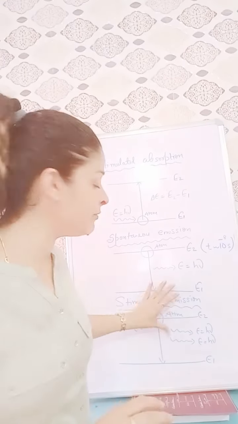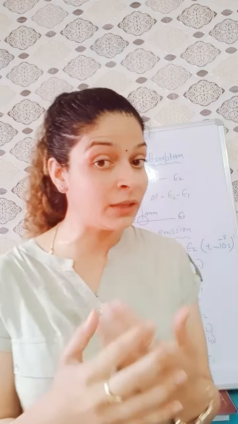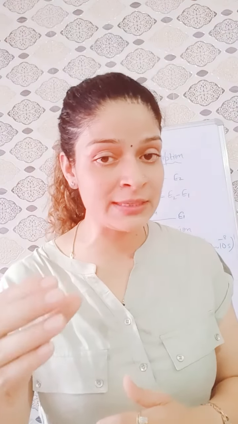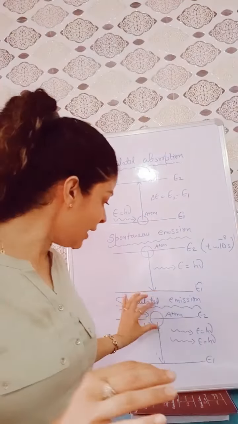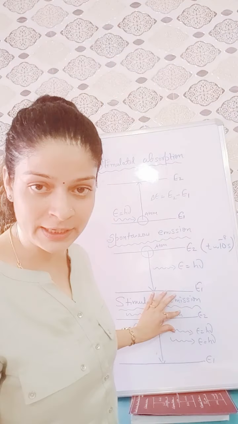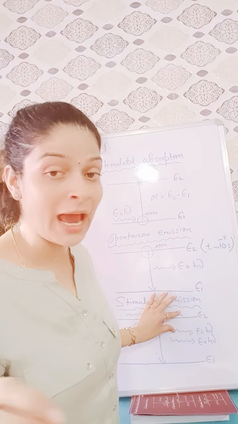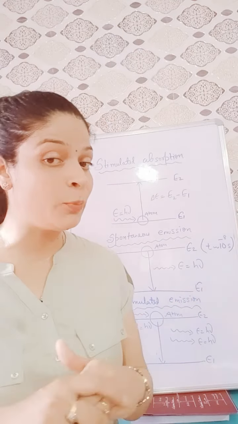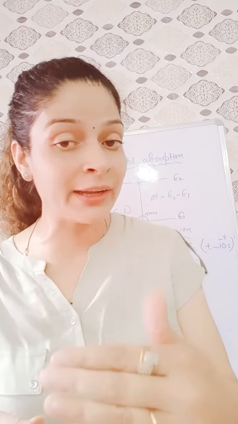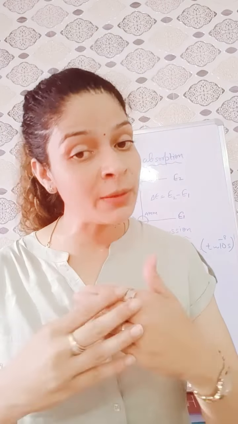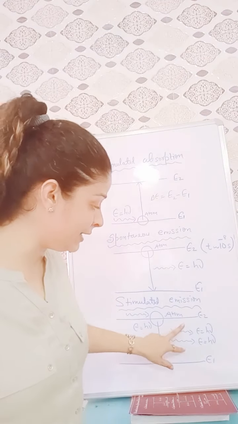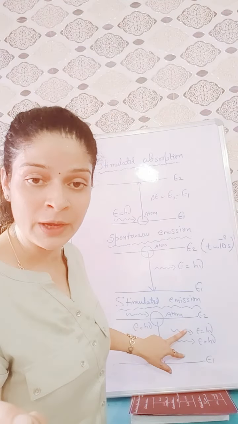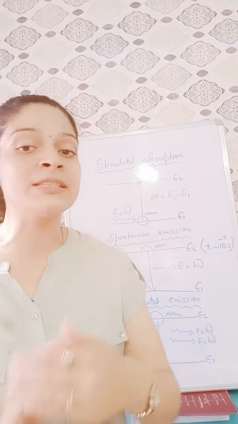Now in the third phenomenon, we'll consider the atom in the excited state. Okay, that means it is already stimulated. So here the atom is already in the high energy state, it has some energy. Now if it is stimulated again, meaning we provide a suitable energy to this atom which is already in the excited state, then it will jump to the lower energy state but with the emission of two photons. And the energy of these two photons will be the same. So this phenomenon is known as stimulated emission.